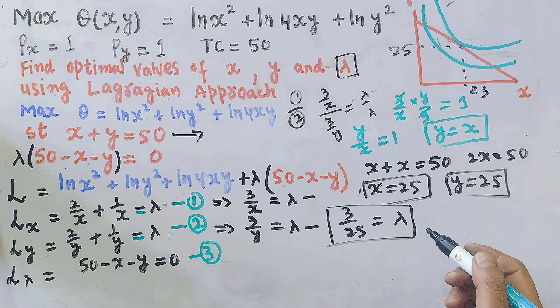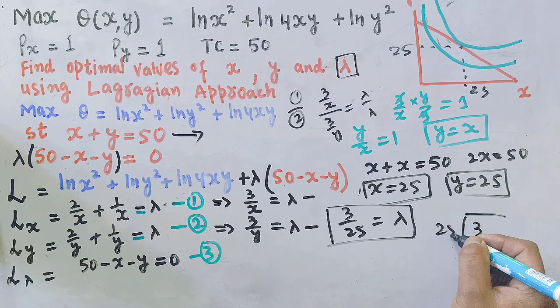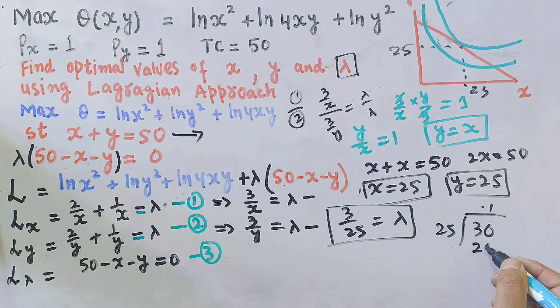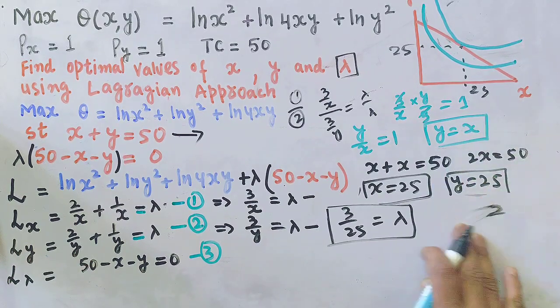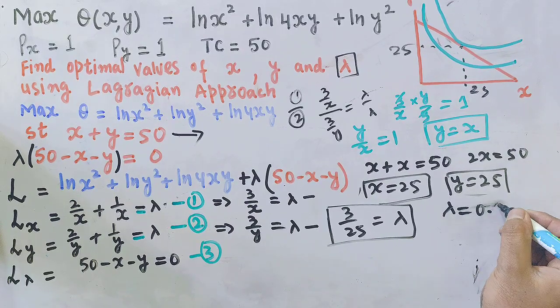3/25. Okay, so we have 25 ones are 25, then 25 twos are, so we got 0.12. So the value of lambda is equal to 0.12.